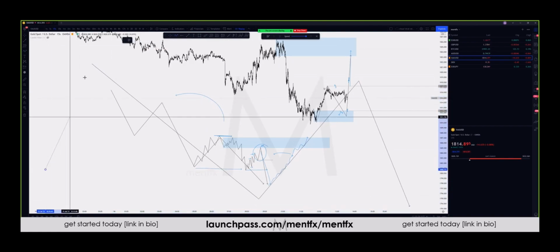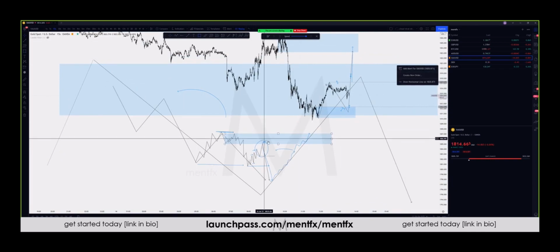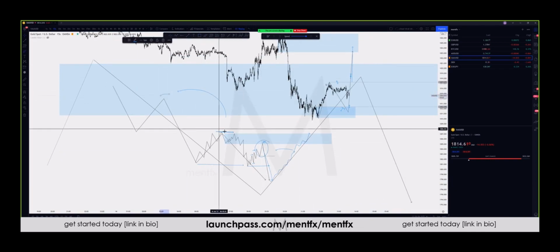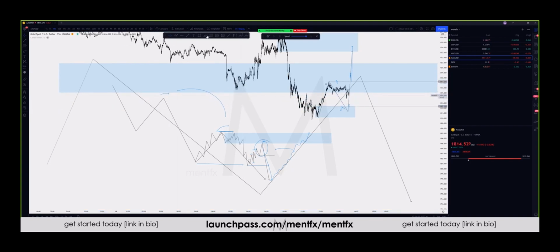Because this could be part of this move like that, which means the mem block is up here. So when this fails, it's probably targeting these highs and looking for the 50% MB of this higher time frame right here. You see that? Okay.